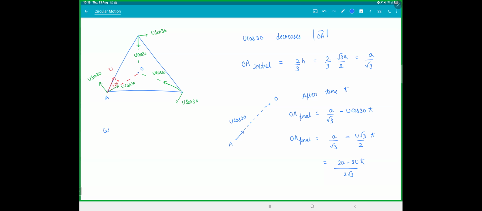And so what is omega here? Omega is nothing but V tangential by OA final. V tangential is u sin 30. And your OA final is this: (2a minus 3ut) by 2 root 3. Have a look at this. So if you got till here, I think your job is done. We can solve it. Any doubts still here, please ask me.